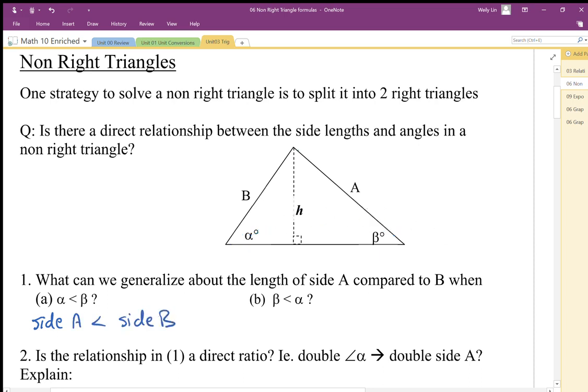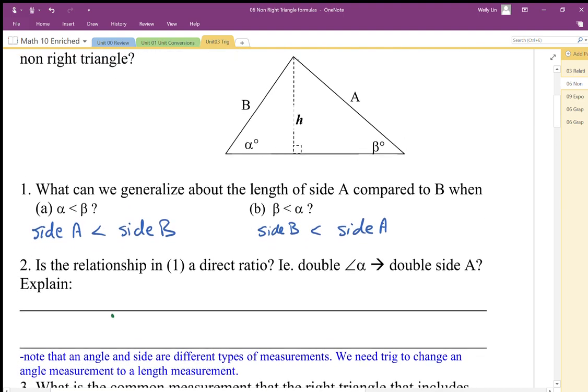Well, what if the reverse is true, like I've drawn it here? Beta is smaller than alpha. We can see that this side length B is shorter than the side length A. So if an angle is smaller, we can say that the side opposite is smaller. So this side B is smaller than side A, and that's what's been drawn here. A is definitely longer.